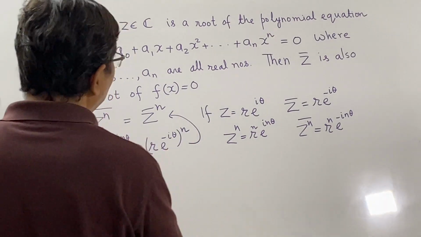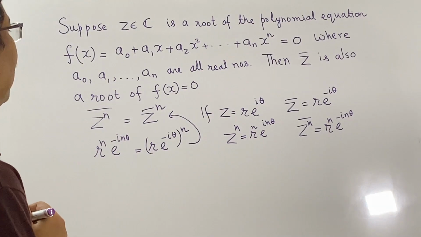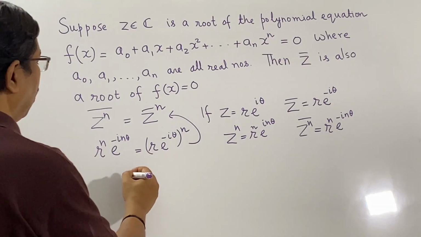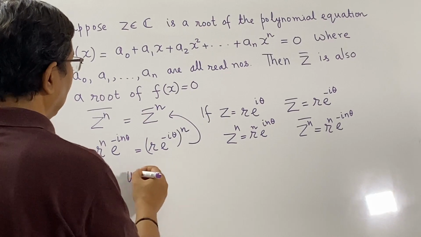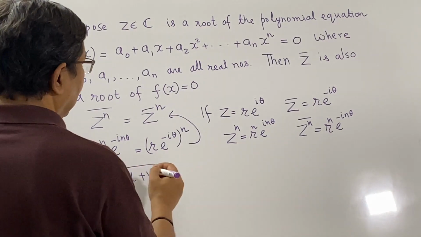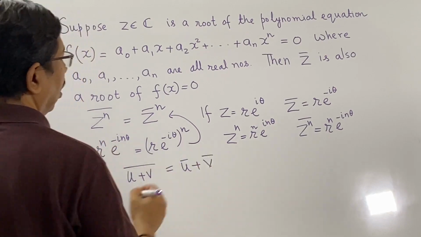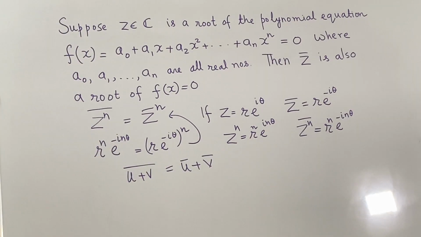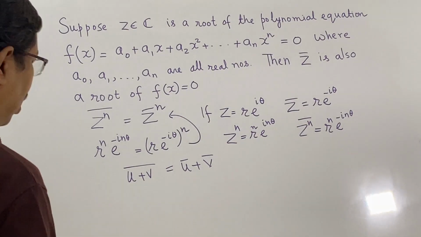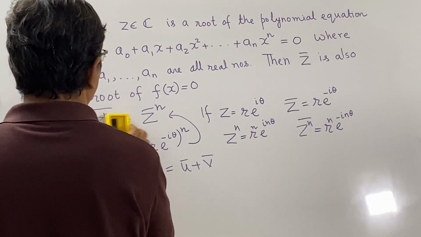Now, we will use this and the fact that if you have two complex numbers u and v and you take the conjugate of their sum, then the conjugate breaks up, so it becomes u conjugate plus v conjugate. So, these will be the two main results that we will be using for proving this theorem. So, let us do that.